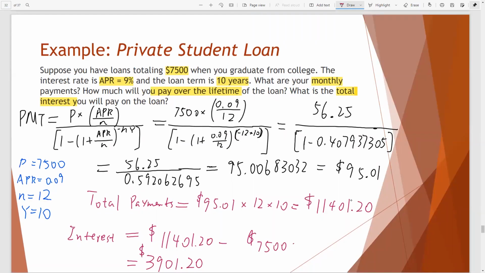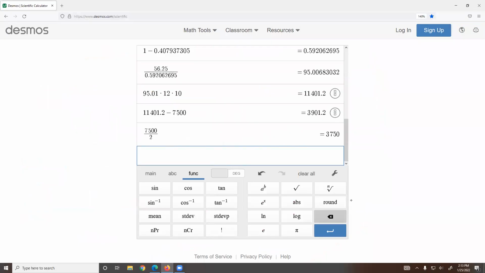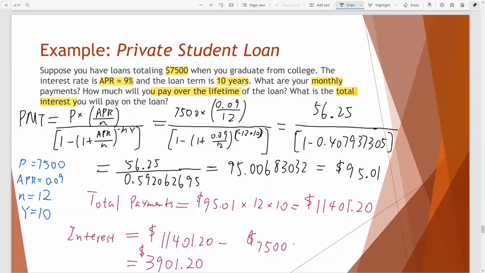The interest amount you paid is even more than half of the principal. Over 10 years at 9%, even though you're paying a fixed amount towards the interest and the principal, more than half of the amount is interest. And of course, intuitively you can see, the more years you borrow, the more interest you're going to pay.